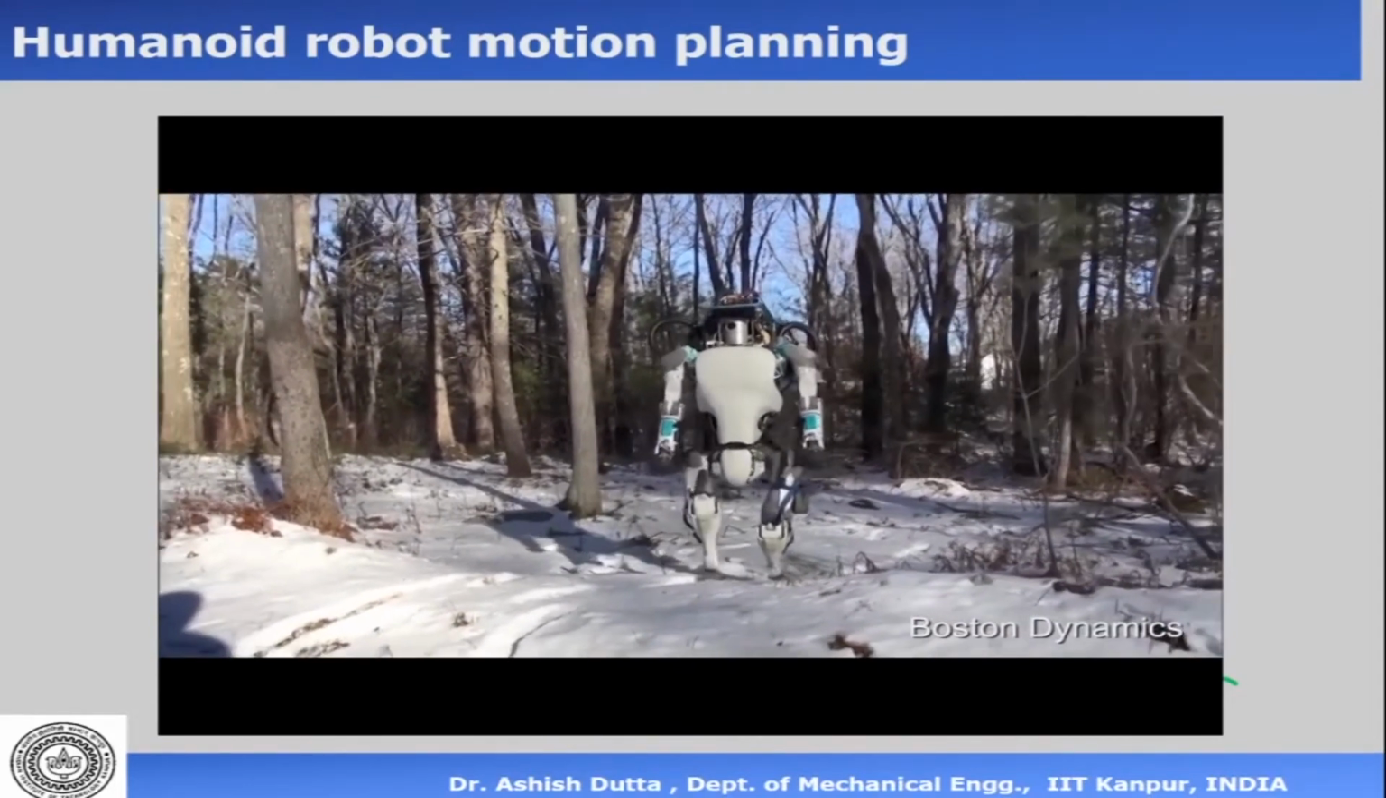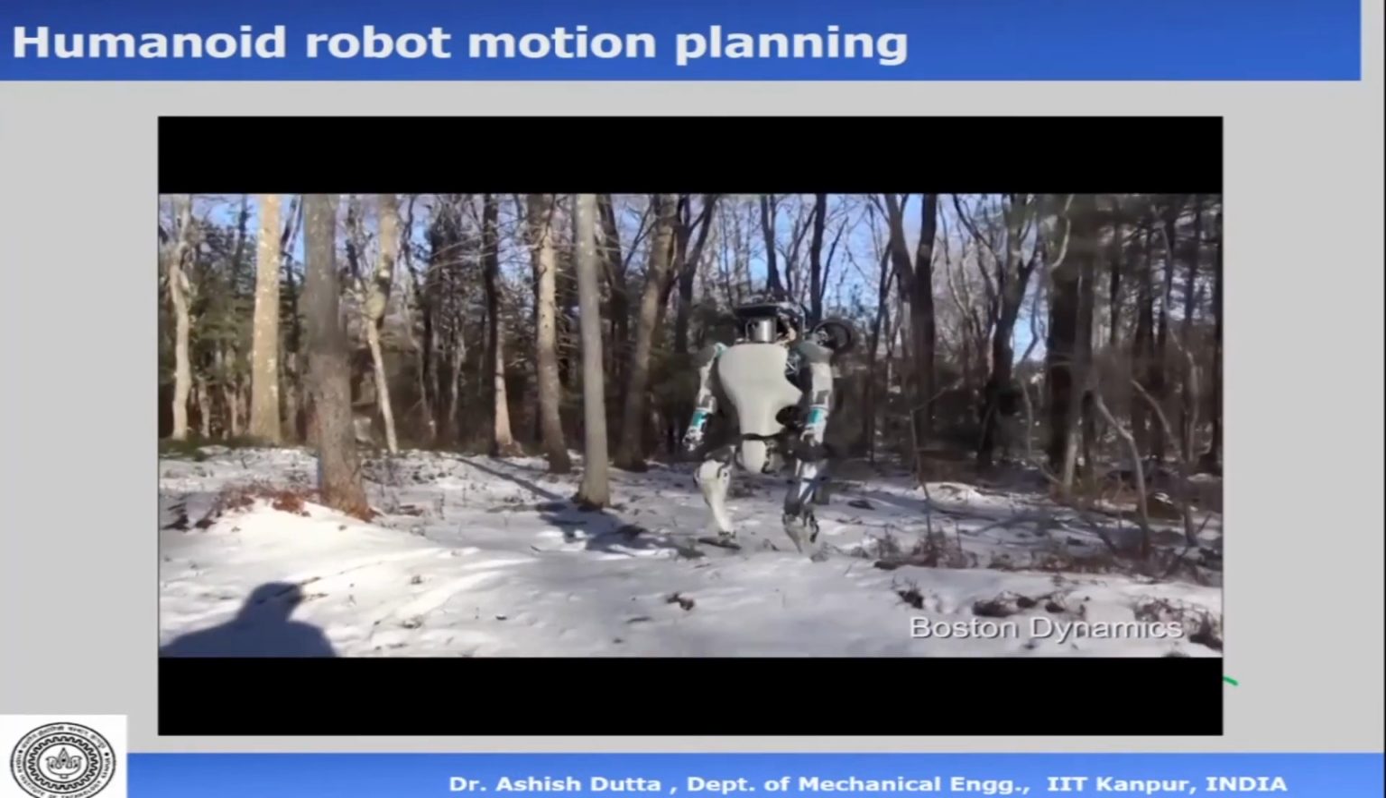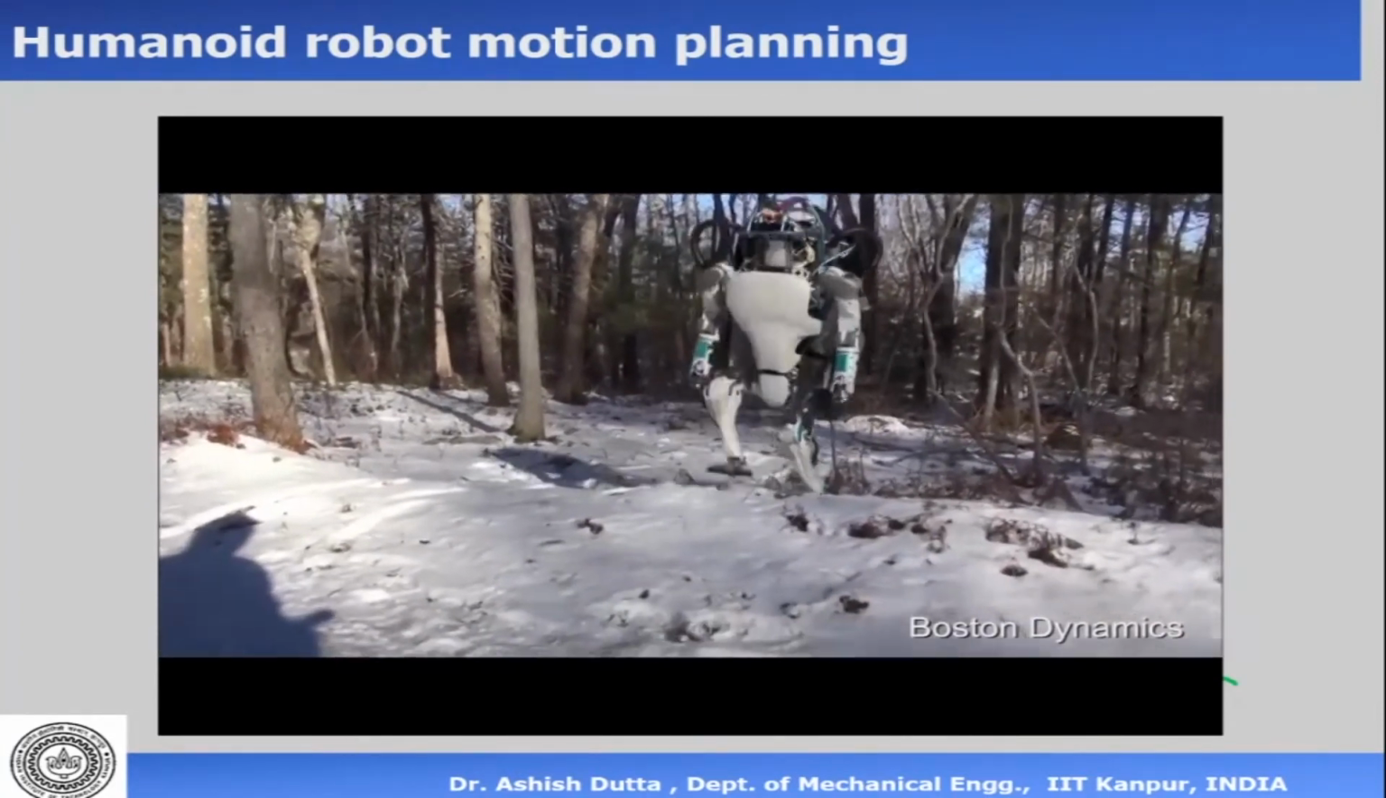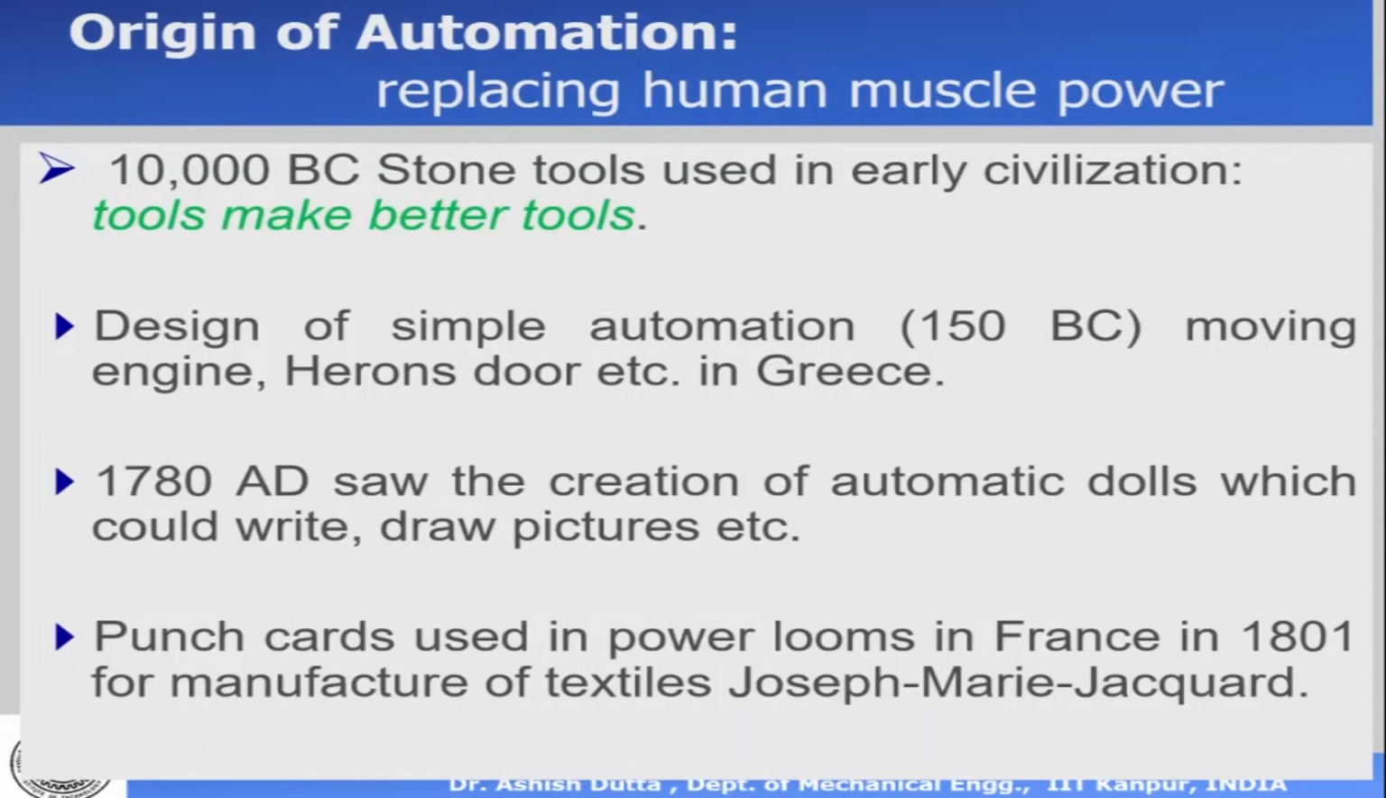And so we can go from a very simple problem to a very complex problem as we go along this course of robot motion planning. Before we move on further, let's look at what is a robot, where did robots come from.